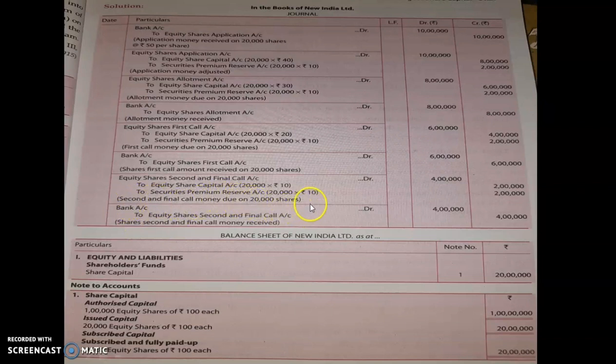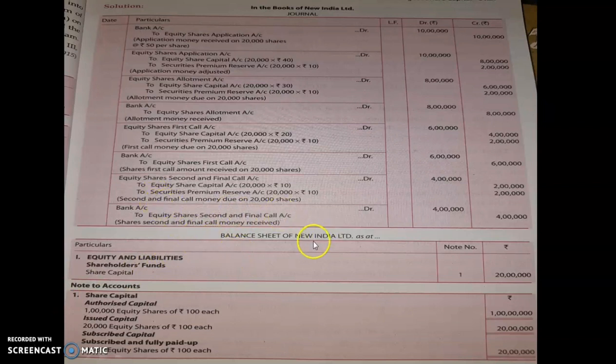on 20,000 shares. The final, that is the last journal entry, is you have received the amount of second and final call. So the entry to be made is bank account debited to equity share second and final call account. So this 40,000 you will show over here, and the narration which you have to write here is being share second and final call money received. So these are the 6 entries, 2 of application, 2 of allotment, 2 of first call and 2 of second and final call. Here we are asked to prepare the balance sheet also.